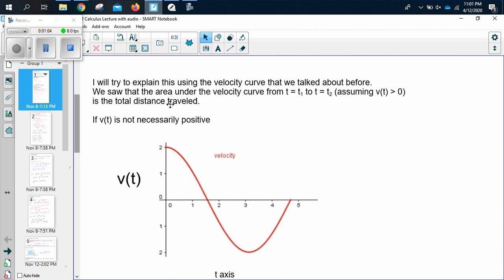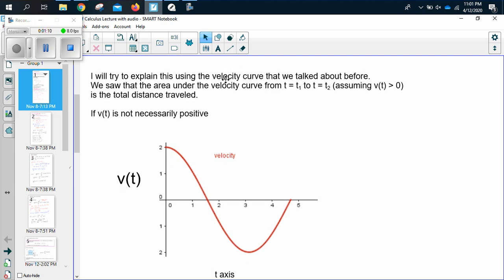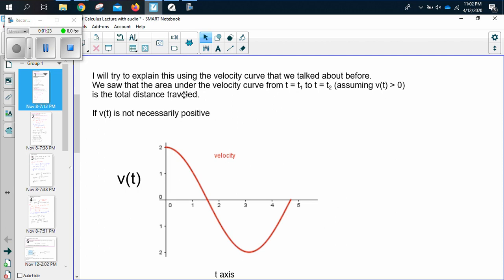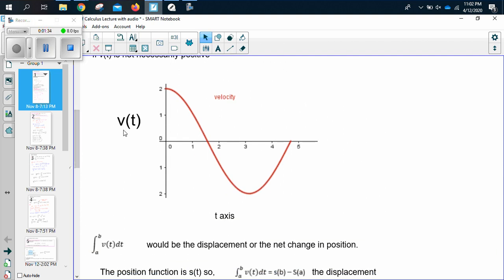So I'm going to try to explain this using the velocity curve that we talked about. We saw that the area under the velocity curve from t equals t1 to t equals t2, assuming v of t is positive, is the total distance traveled. Now, if the velocity curve is not necessarily positive, so what that means is that some of the curve goes below the t-axis. So this is a picture of a velocity curve. Then this integral would be the displacement or the net change in position.